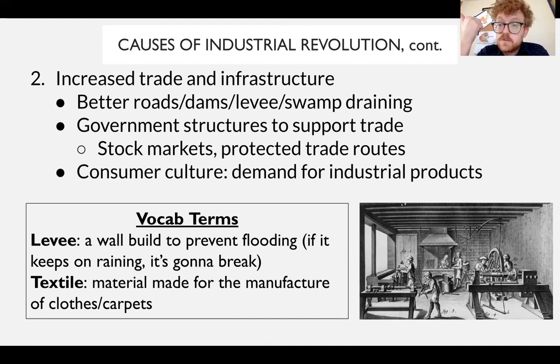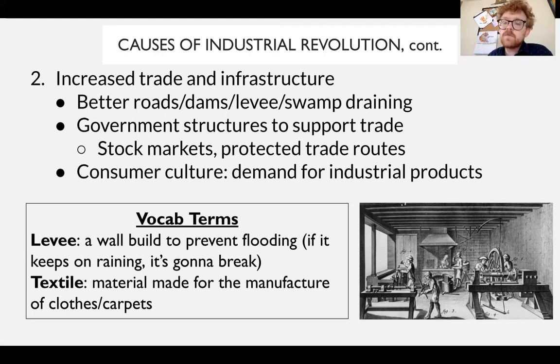We have roads, awesome, we can do trade. We have dams and levees and we're draining swamps. This means there is more land either for farms or factories. So we see increased government involvement in encouraging this factor of industrialization. We have better transportation. We have better land for development.